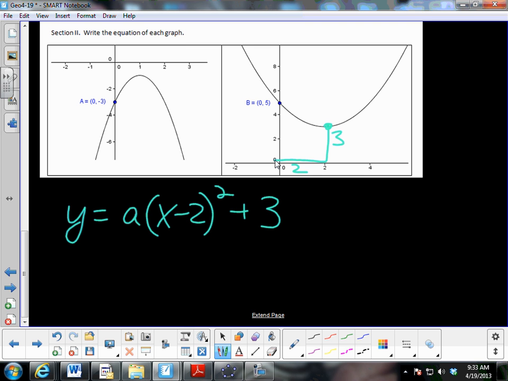All right, now I'm going to plug in the point they gave me, 0, 5. Use the point I gave you. Okay, there's a whole bunch of other ones on the graph, but just use the one I gave you. Oops, that's not negative. +5 for y equals A times the quantity 0 minus 2 squared plus 3.